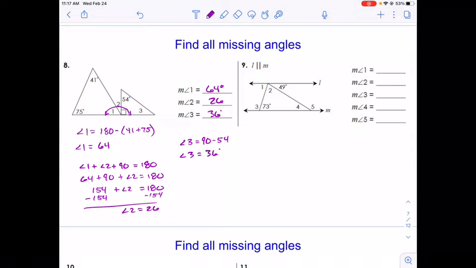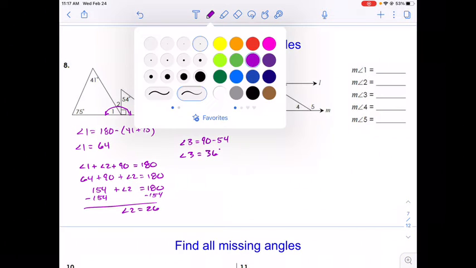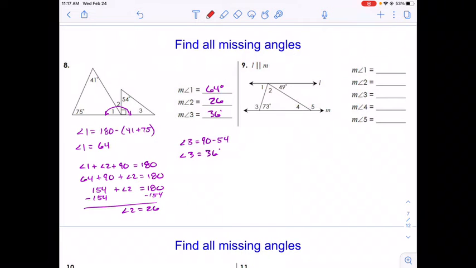All right, so let's take a look at number 9. We got a bunch of angles in here. Let's see what we can figure out. Now that tells us that these are parallel, okay? So that's going to give us a little bit of additional information here. So we can pull in some of our special angle pairs from when we learned in our last unit here. Alternate interior, could be same side interior. So let's take a look here.